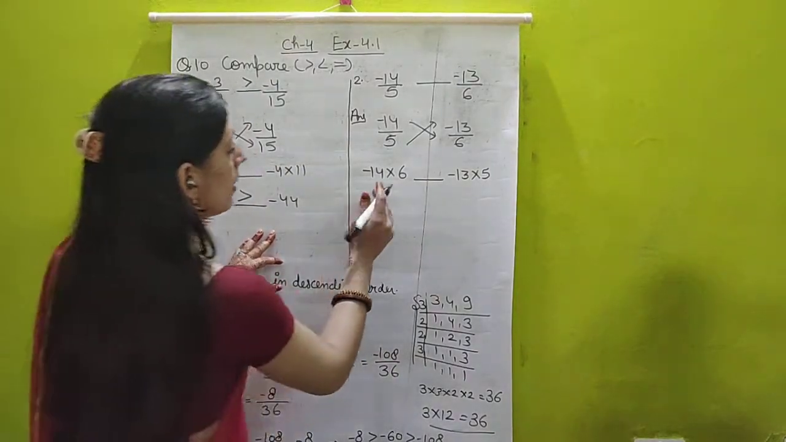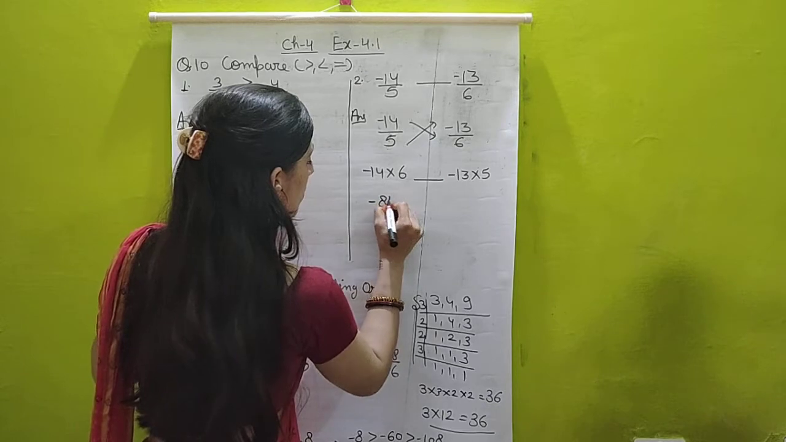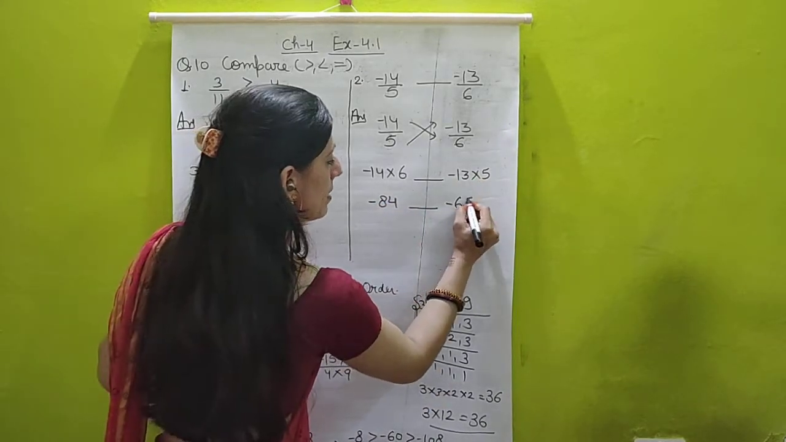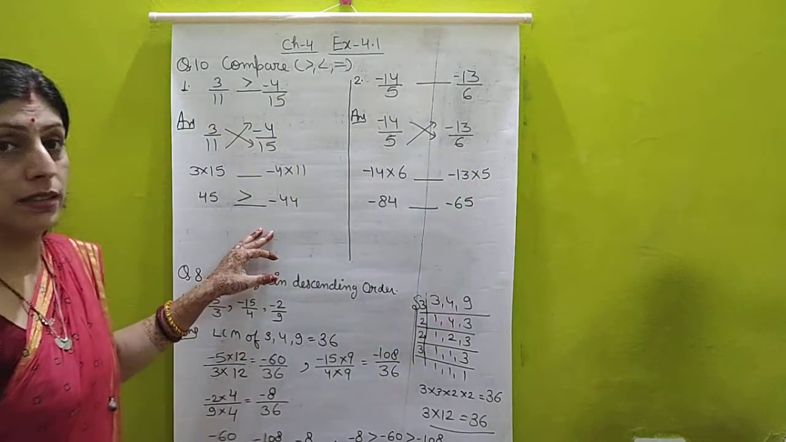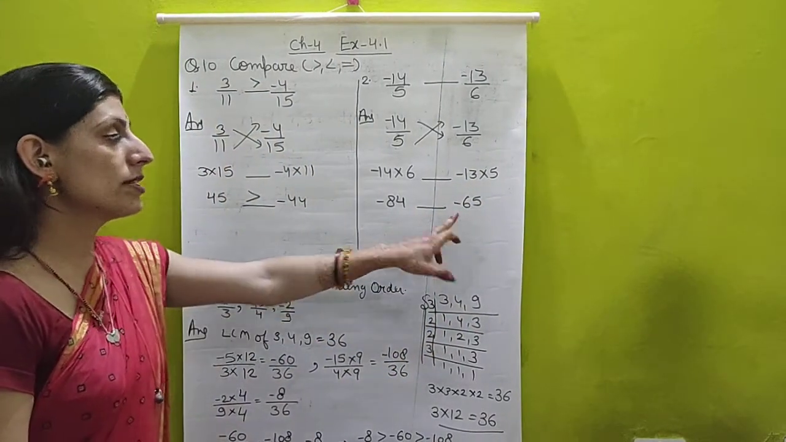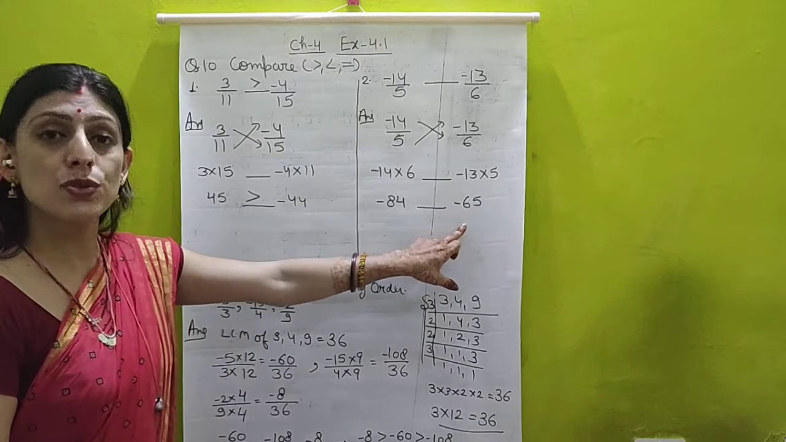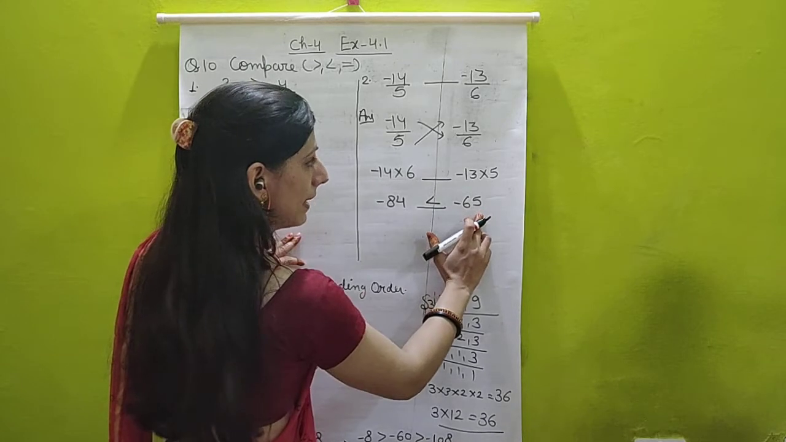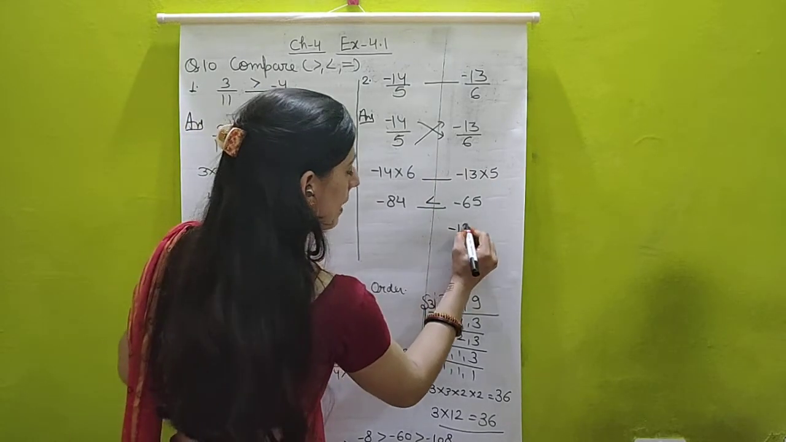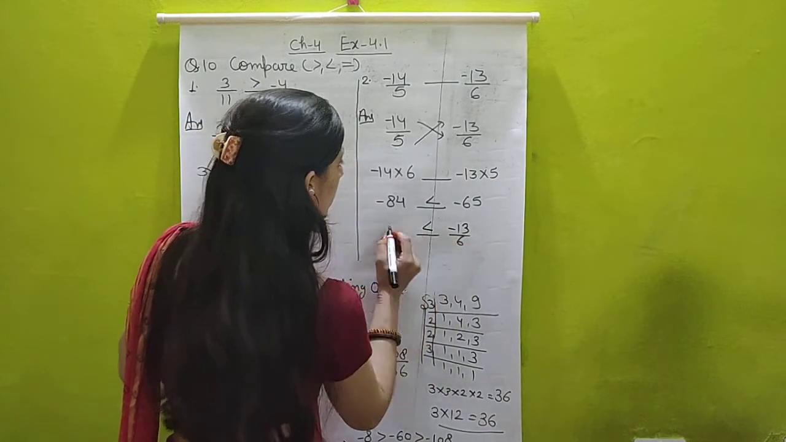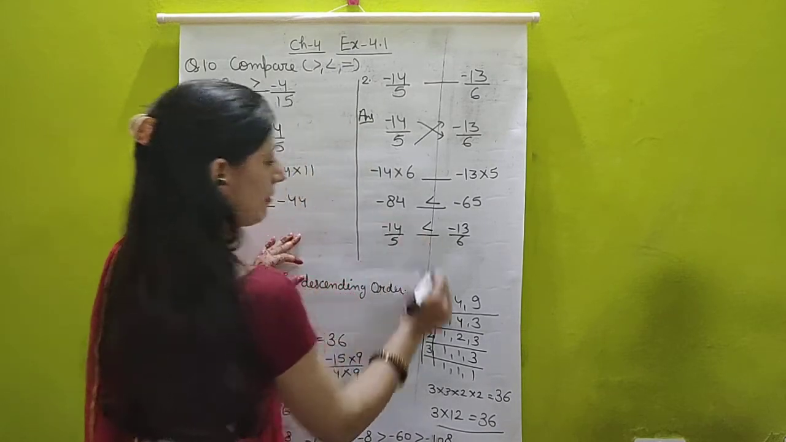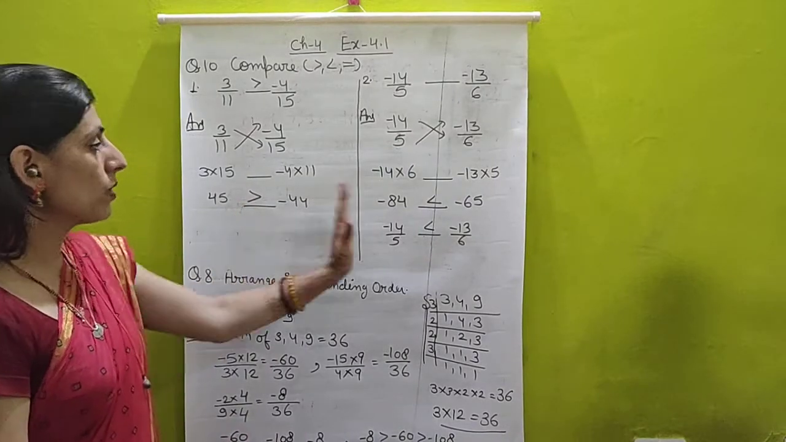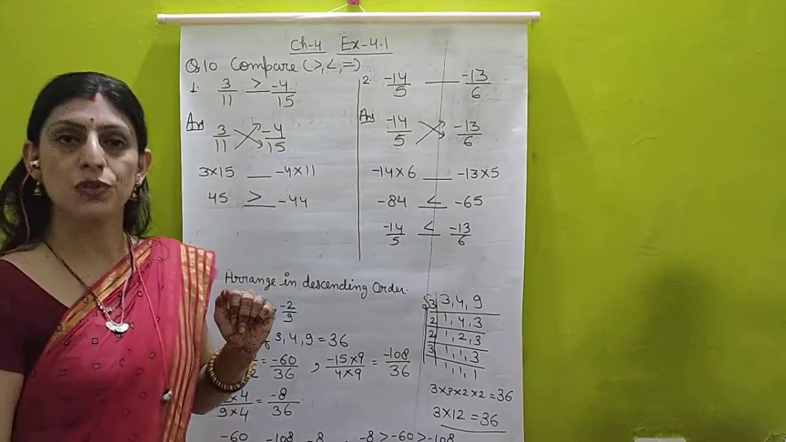Here students, minus 14 multiply by 6, what will come? 14 multiply by 6 will be minus 84, and 13 multiplied by 5 will be minus 65. Which one is greater? The number which is nearest to 0, and minus 65 is nearest to 0. It will come first on the number line. So this number is greater, and this number is representing minus 13 upon 6, which will be greater than minus 14 upon 5. This will be your answer, students. Okay students, so like this you can do all the parts of question number 10.